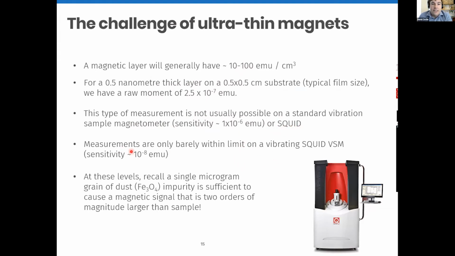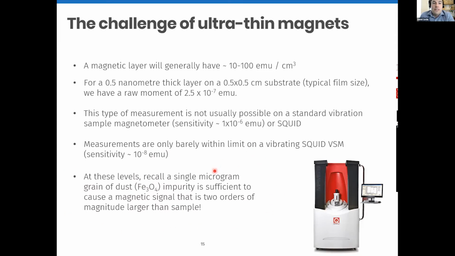It really takes the latest generation SQUIDs, such as a vibrating SQUID VSM, to attain these levels of sensitivity. And first of all, there are not that many of these around. And second, when you're doing this kind of measurement, you have to be conscious of the fact that even a single microgram of dust, of hematite, or even of magnetite, Fe3O4, is sufficient to give a magnetic signal that is two orders of magnitude larger than the film or the flake you're trying to measure. So it's both very challenging, but you also have to be extremely clean to get good measurements.